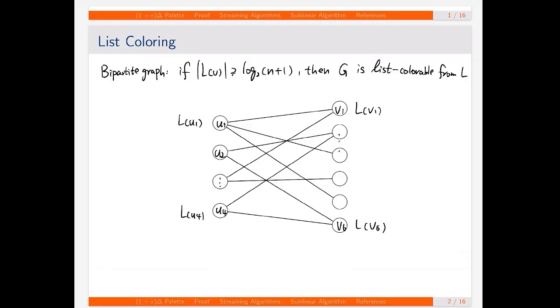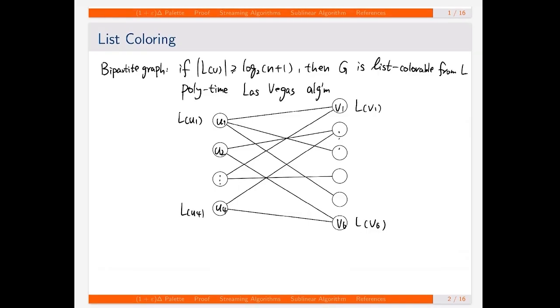To find the coloring, there is actually a polynomial time Las Vegas algorithm for finding it. If you forgot how to do this, as a reminder, the idea is to find a global palette. The global palette is the union of all the colors in the lists of V, for V in V of G.